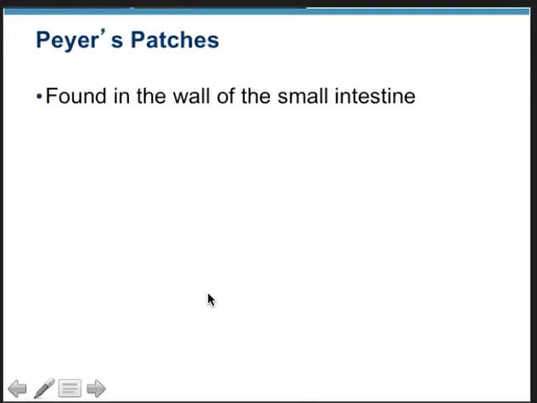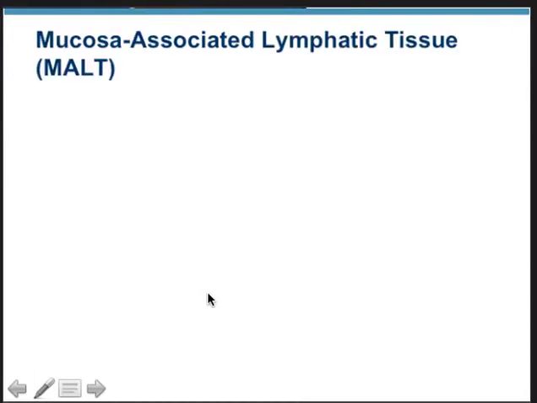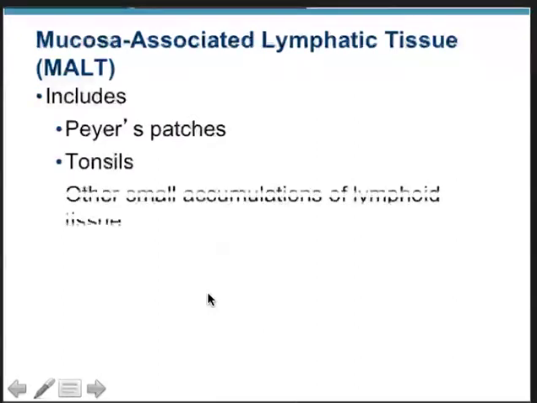Now, your Peyer's patches are found in the walls of the small intestine, and they resemble tonsils in their structure. They just differ in their location. They're found in the submucosa of the small intestine, and they capture and destroy bacteria before it gets a chance to get into the bloodstream. Remember that they are collections of macrophages and lymphocytes acting as a team to keep us disease-free. And then we've also got lymphatic tissue in the mucosa. This includes Peyer's patches, tonsils, and other small accumulations of lymphoid tissue.